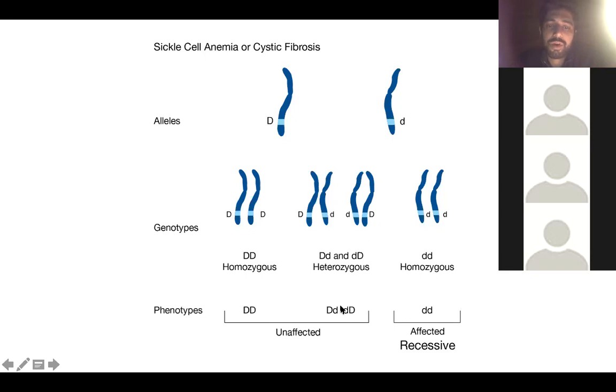This entire example is for something like sickle cell anemia or cystic fibrosis, where the dominant genes remain unaffected, however the recessive ones are the ones that are affected. But we're not into the example right now. The goal for this slide is for you to understand that alleles are individual elements, genotypes are their possible combinations, and phenotype is the expression of these possible genotypes.